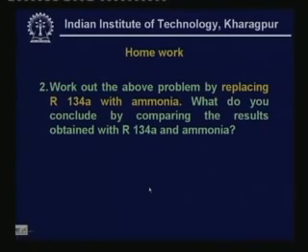Now you repeat this problem. The homework is like this: repeat the problem by replacing R134A with ammonia, and compare the performance, and conclude by comparing the results obtained with R134A and ammonia. There will be some differences because ammonia has a different TS shape. The vapor dome shape is different on the TS plane for ammonia and R134A. So this is the homework, right?